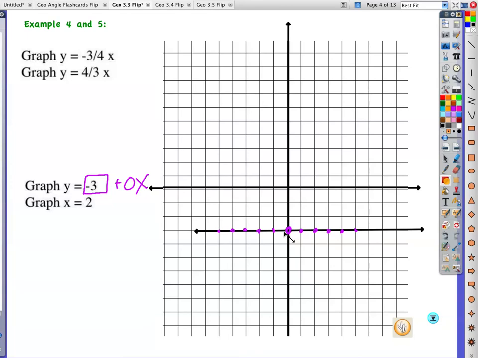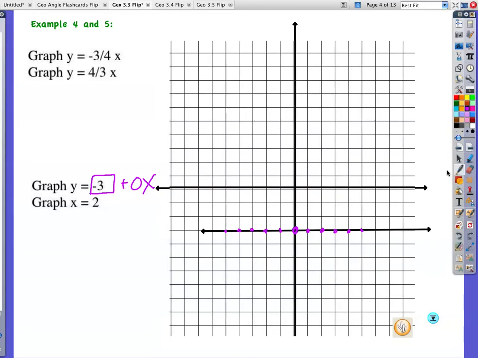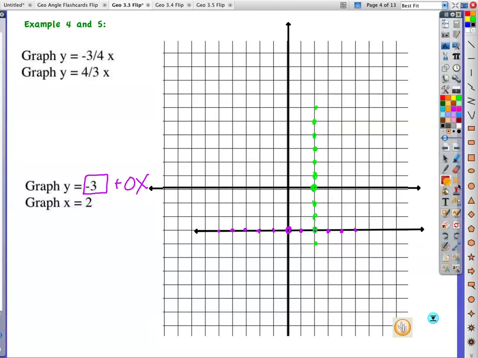Okay, now I'm going to graph x equals 2. So that means I go on the x-axis. I need a different color here. I'm going to make a point at 2, and basically my slope is undefined. And that gives me a line like this. Okay, and then I need to go ahead and make a line through there.